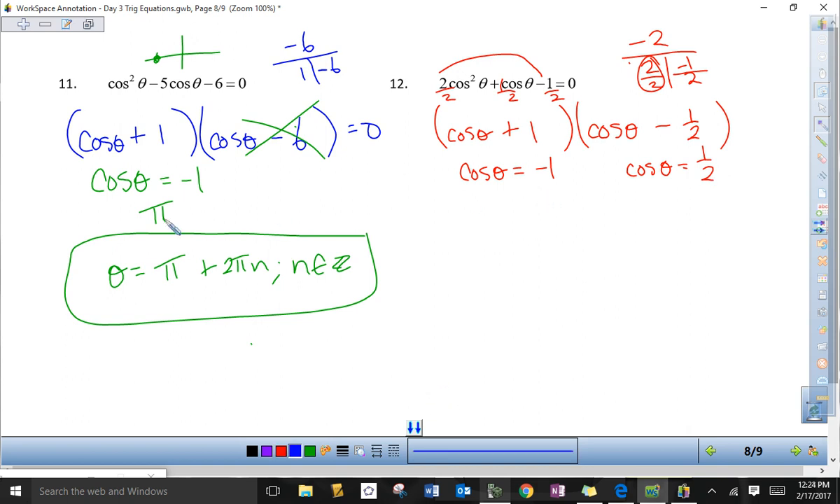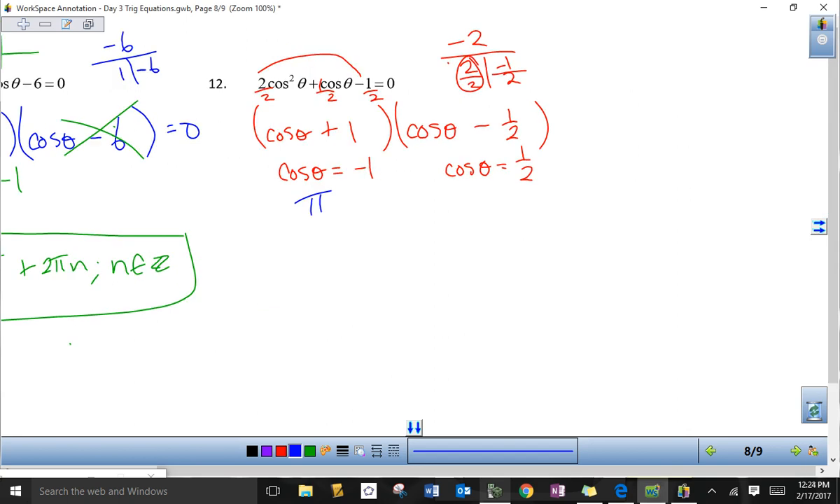So cosine is -1 at pi. We just saw that. Cosine is 1/2. Okay, we're going to have to draw a picture for that one. Okay, cosine is positive in the first or the fourth quadrant. And cosine is adjacent over hypotenuse. So the adjacent side is 1, hypotenuse is 2. That makes your opposite side the square root of 3, which hopefully you see that makes this a 60-degree reference angle.